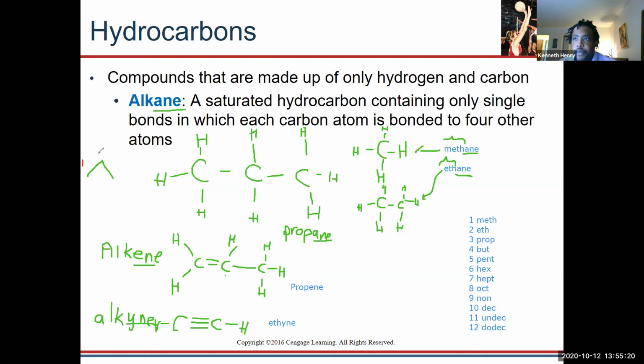This would be my first carbon. This would be the second carbon. This would be the third carbon. This is the first carbon. This is the second carbon. This is the third carbon. And it's understood, that's a 3 really. It's understood that they have enough hydrogens so they reach their octet.